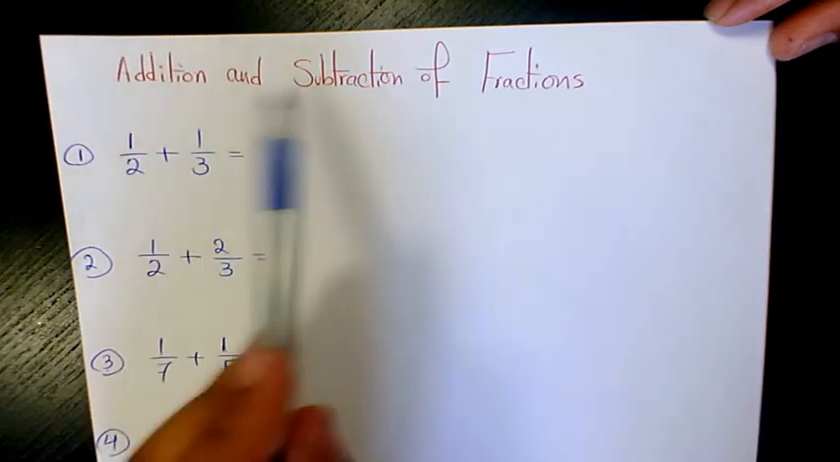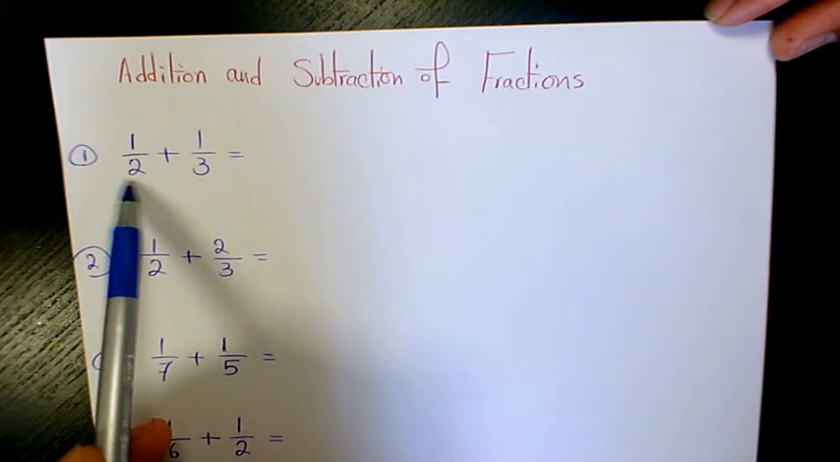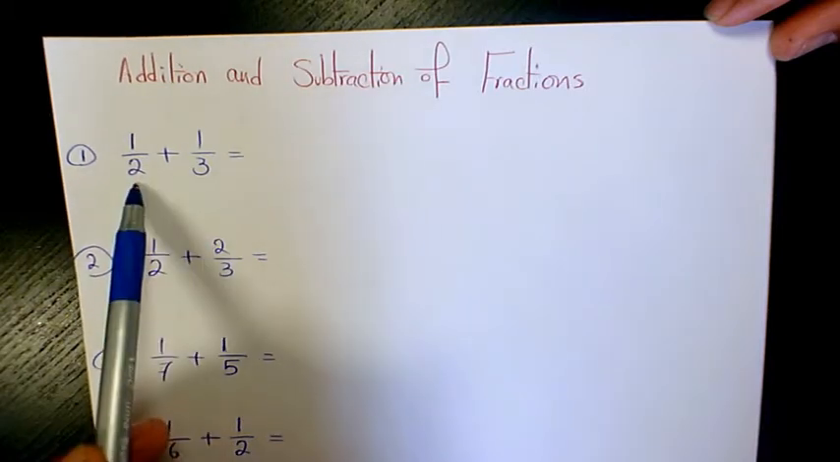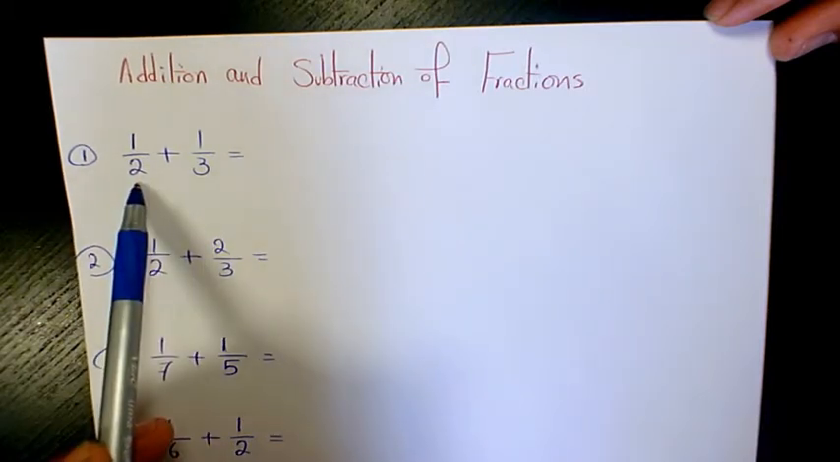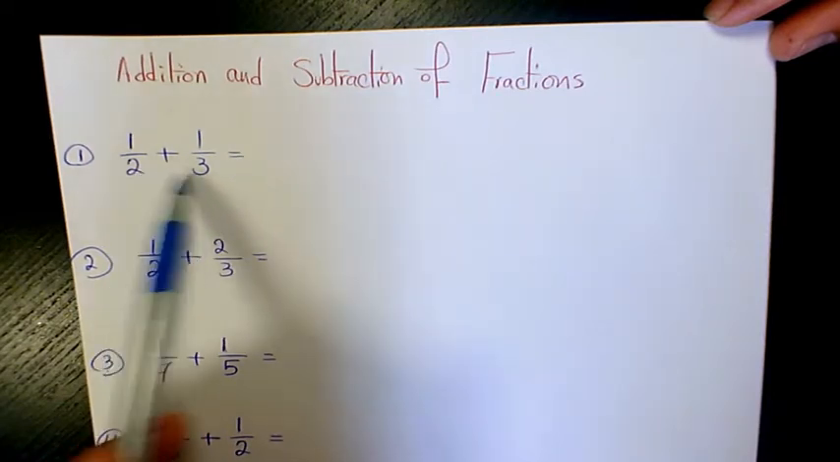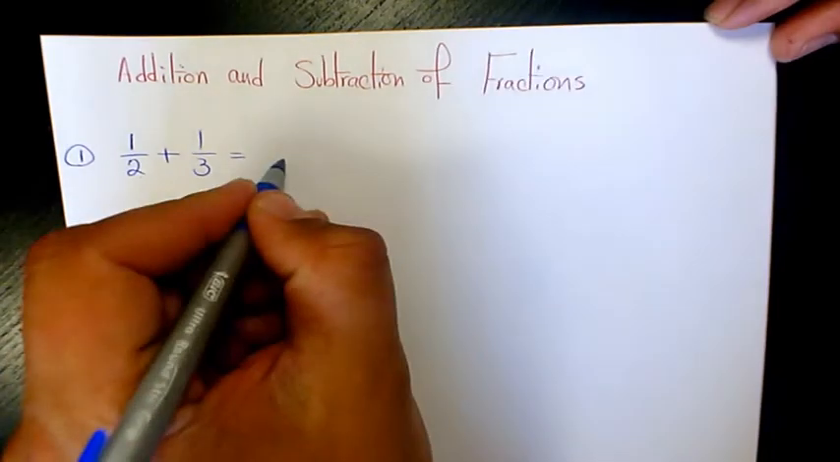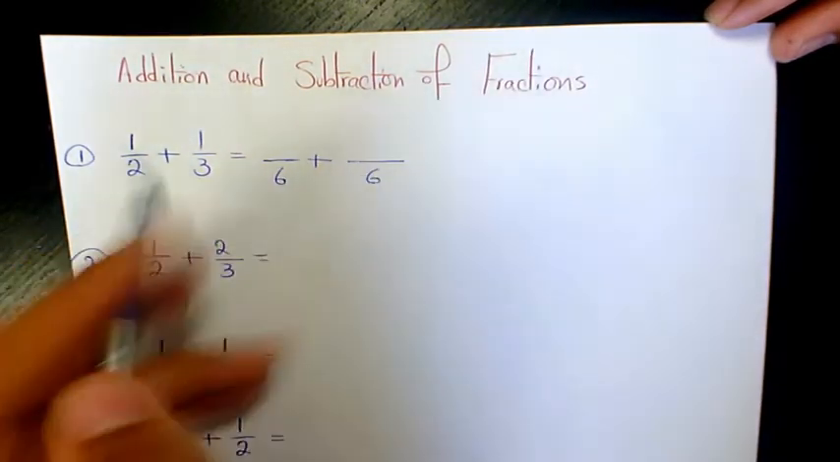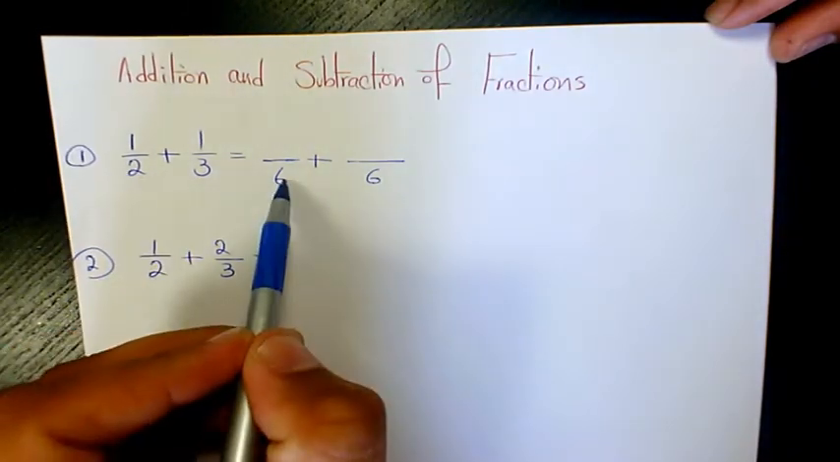Whenever you add or subtract two different fractions with different denominators, we need to use the common denominator. The common denominator of two denominators is the LCM of these two numbers. LCM means least common multiple. The least common multiple of 2 and 3 is 6. So this one is multiplied by 3 to become 6.